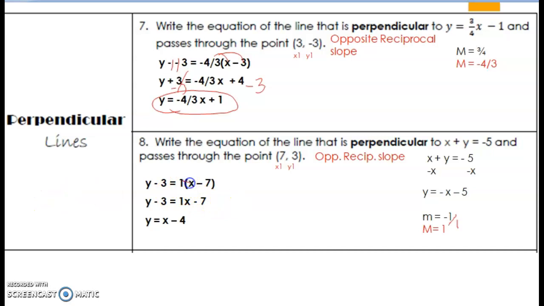If I distribute 1 to both things, it doesn't change anything. I still have 1x minus 7. And then all I have to do is add 3 to both sides to get y by itself. -7 plus 3 is -4. So final answer is y equals, and I could write 1x, but there's no need. 1 times x is x. So y equals x minus 4.